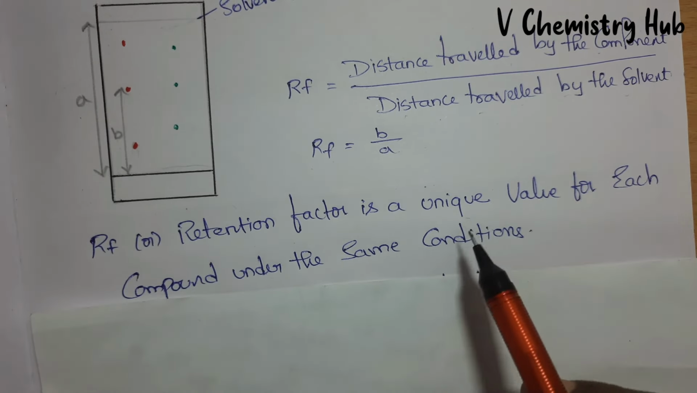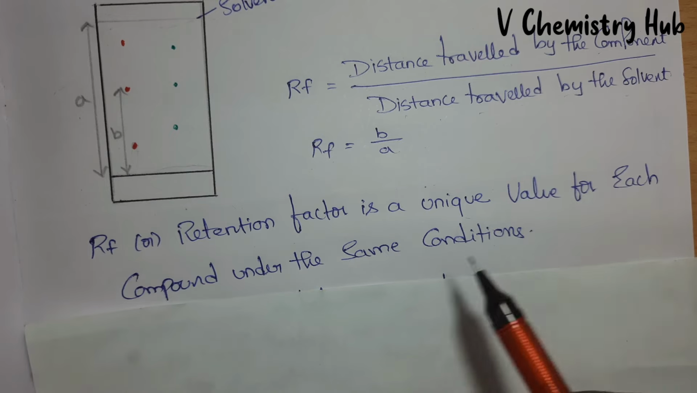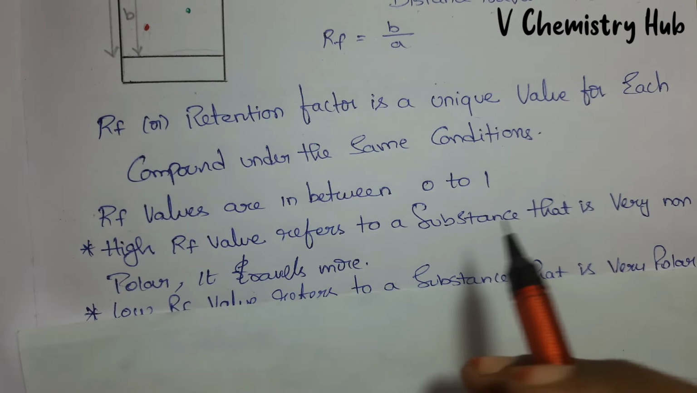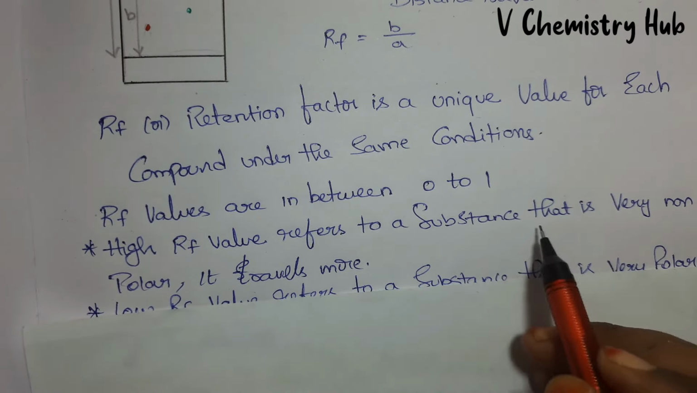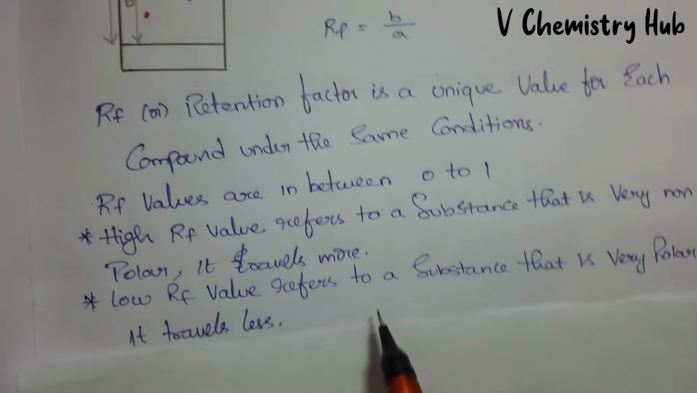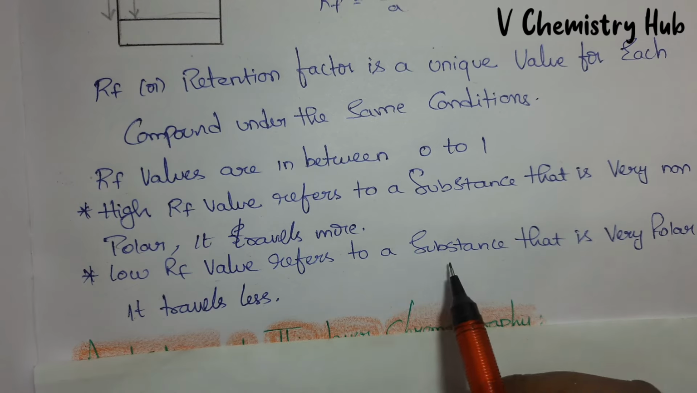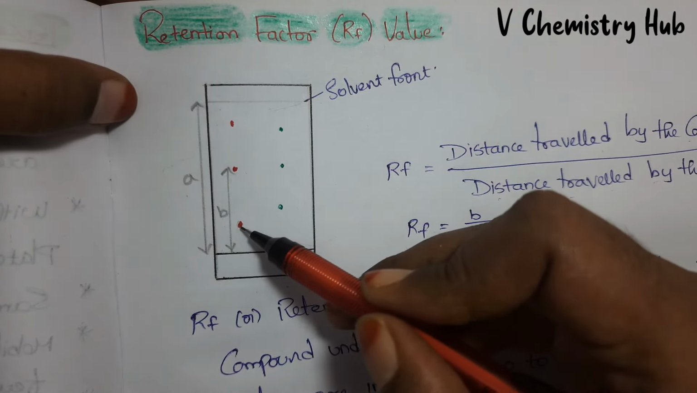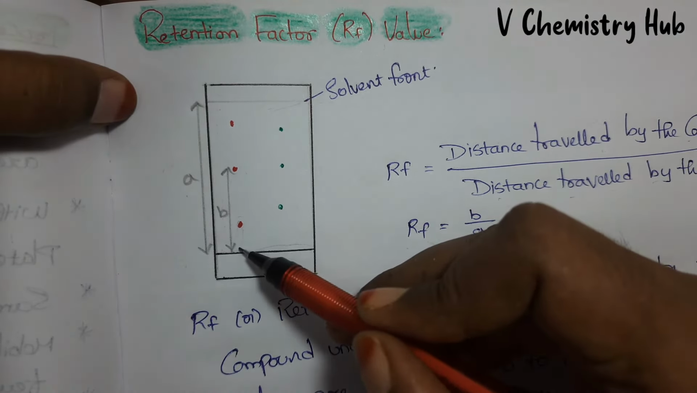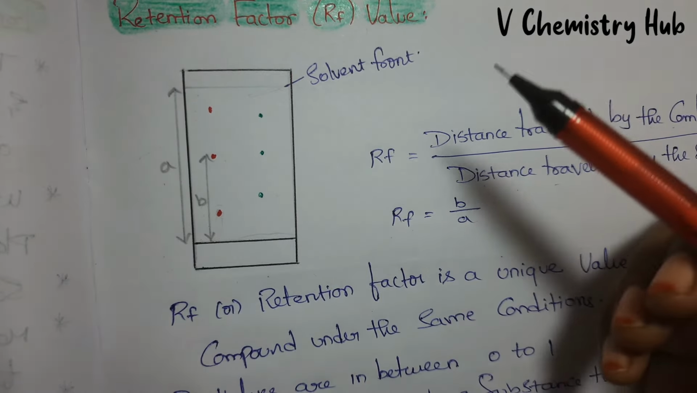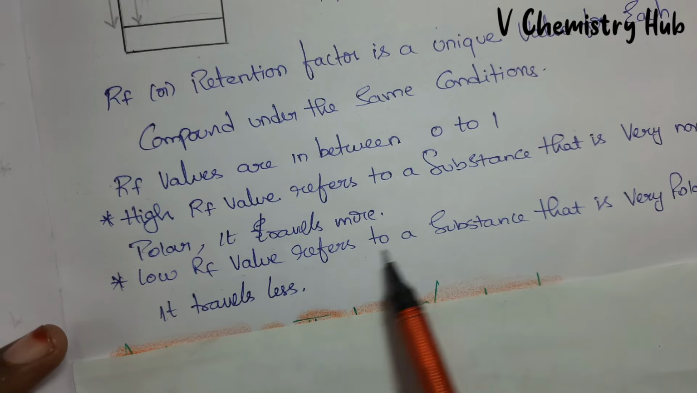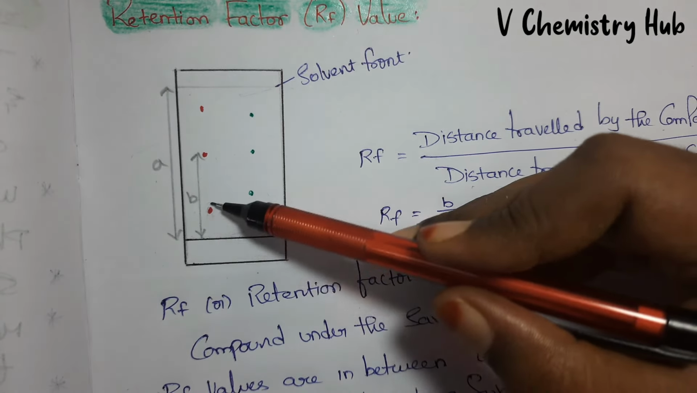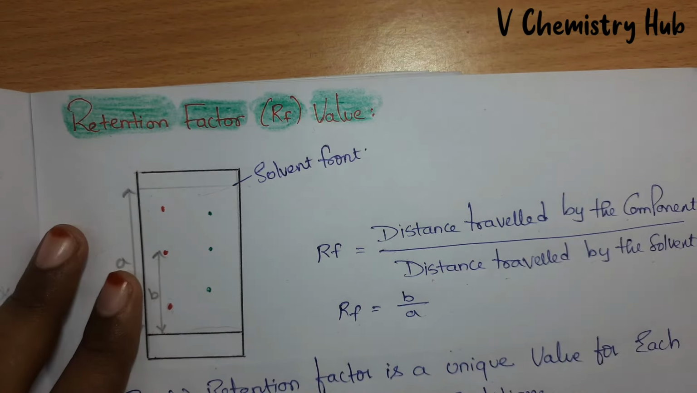Retention factor is a unique value for each compound under the same conditions. The RF values are between 0 and 1. A high RF value refers to a substance that is very non-polar and it travels more. A low RF value refers to a substance that is very polar and it travels less. For example, consider this component after development. The distance is very less. So, as said, a low RF value refers to a substance that is very polar and it travels less. This component travels very little. So this is all about the retention factor, the RF value.